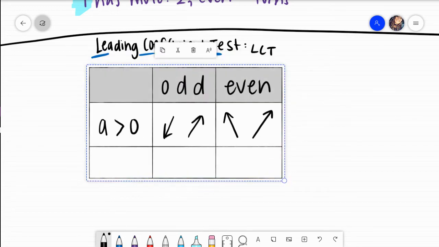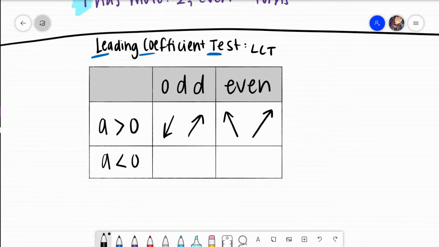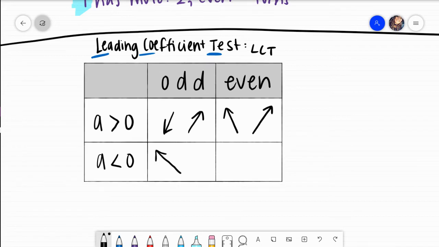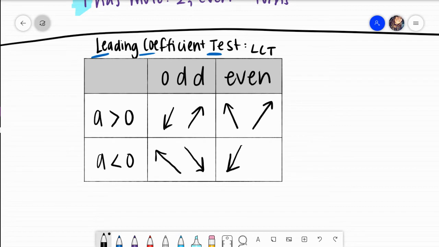Okay. If my leading coefficient is less than 0 and my degree is odd, it rises to the left and it falls to the right. And if my leading coefficient is less than 0 and my degree is even, it falls to the left and it falls to the right.